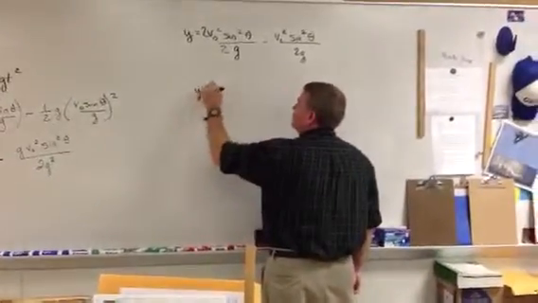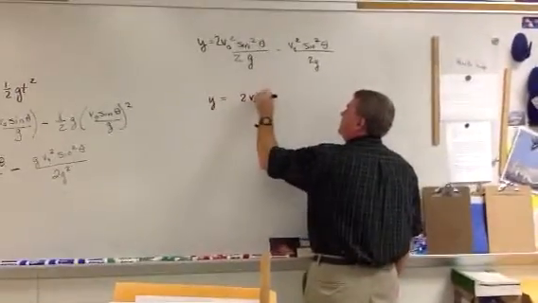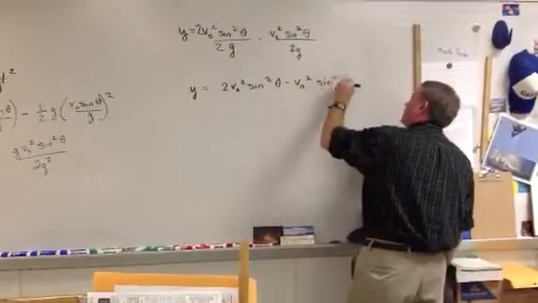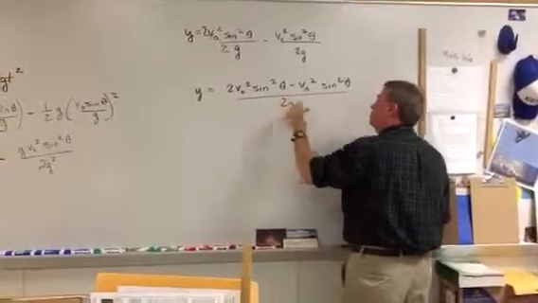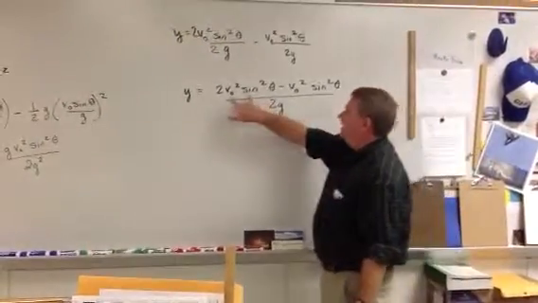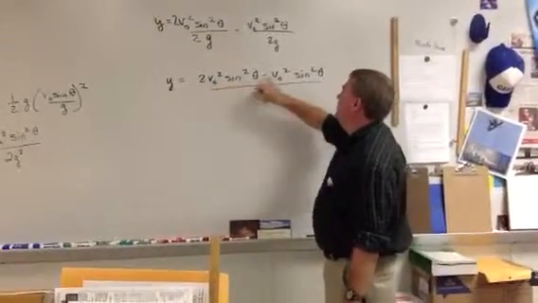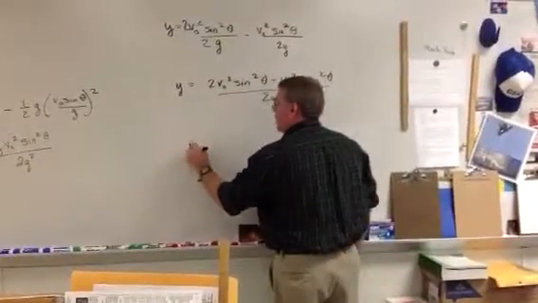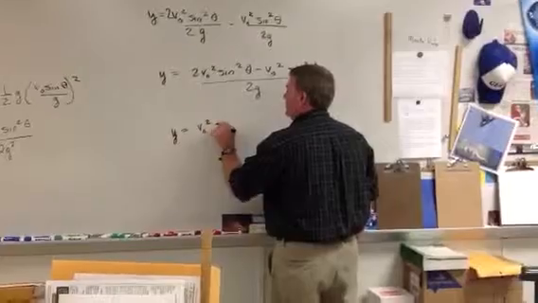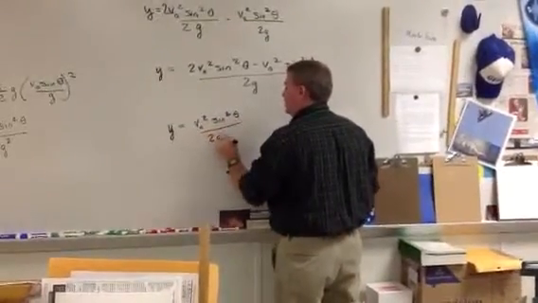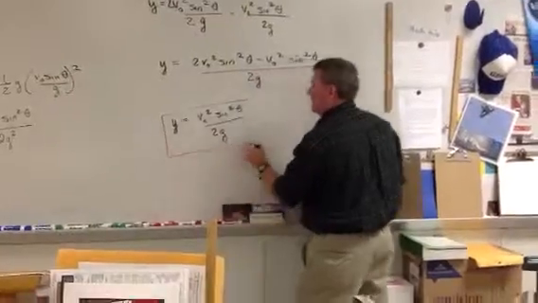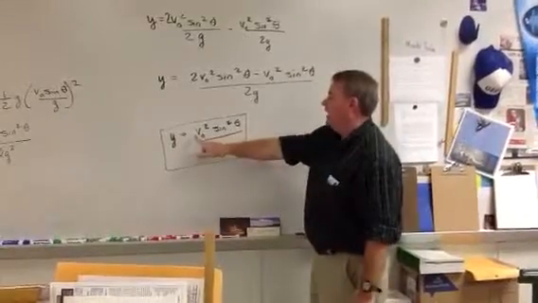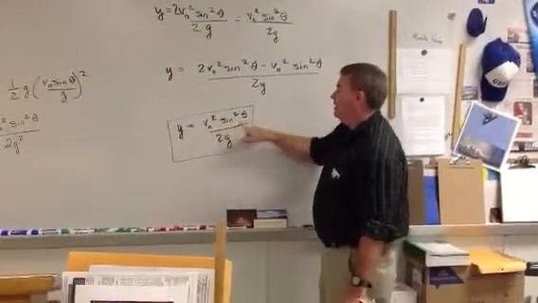Now we can simplify this. Y is equal to 2 v naught squared sine squared theta minus v naught squared sine squared theta divided by 2g. And if you'll notice, 2 v naught squared sine squared theta minus 1 v naught squared sine squared theta is just 1 v naught squared sine squared theta. So y is going to be equal to v naught squared sine squared theta divided by 2g. And this is the final form of the equation to solve for the maximum height that you would attain in the y direction if you know v naught, theta, and gravity.